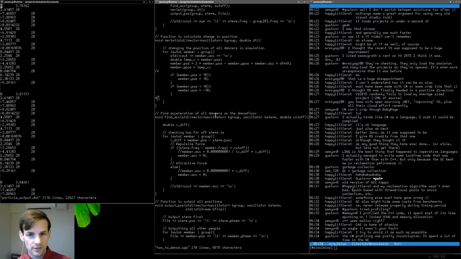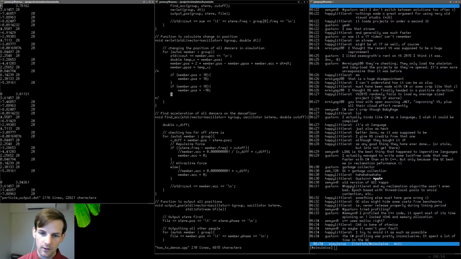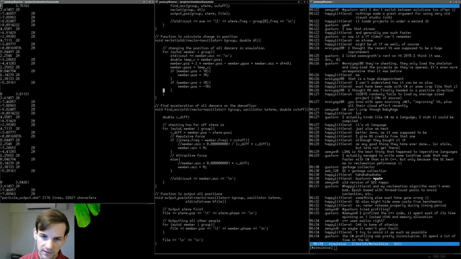Okay, so outputting the positions. Yeah, those all look okay. 3.6, 3.6, 3.6, they're all 3.6. That should be okay. So why then, if we say member.position greater than 10, we set member.position equal to 10? That's the thing that's bugging me here. It doesn't make sense. All we did is we said, if we're greater than a certain limit, which we're not.